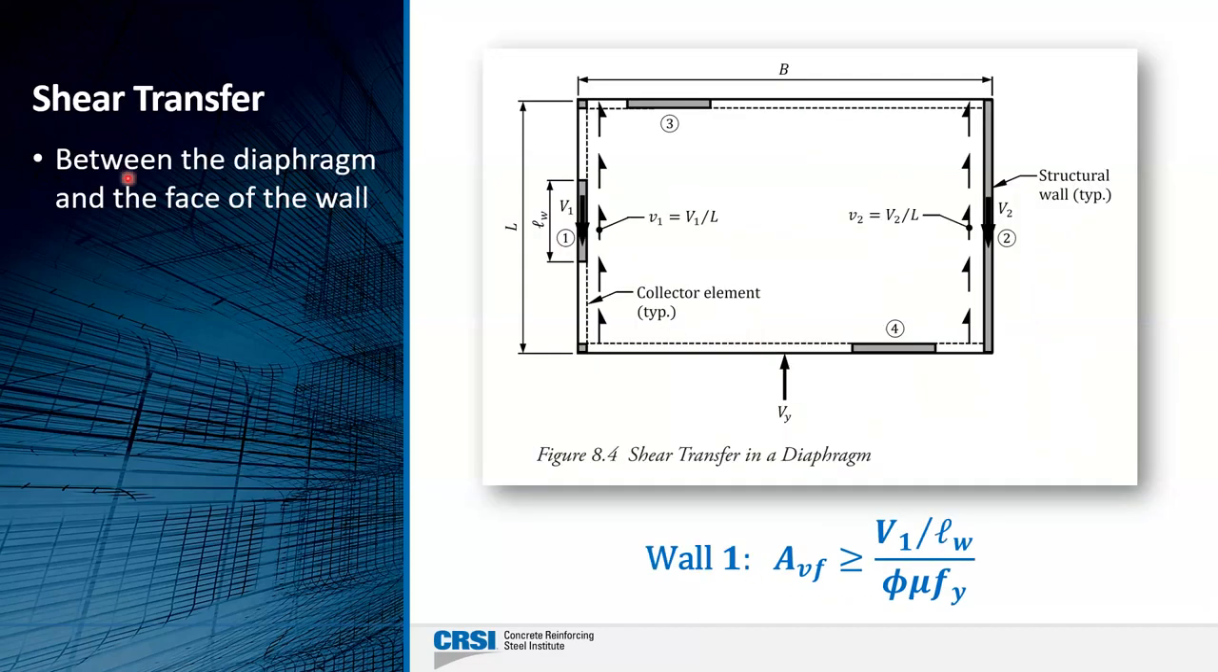So let's look at wall 1. If we want to find the shear transfer reinforcement between the diaphragm and the face of this wall, we take that shear force at that location we have determined from analysis, V1. We divide it by the length of the wall. That's the shear flow over the length of that wall. And then we divide it by phi, mu, and F sub Y. And that'll give us how much shear friction reinforcement we need that will be placed perpendicular to the wall. And that reinforcement will transfer its portion into the wall.